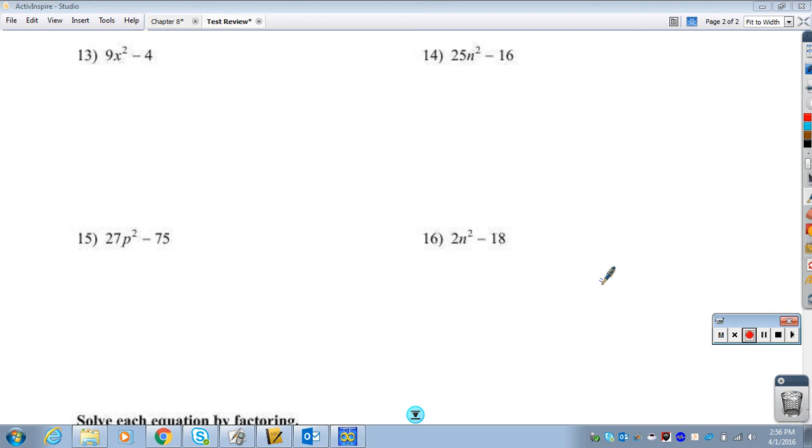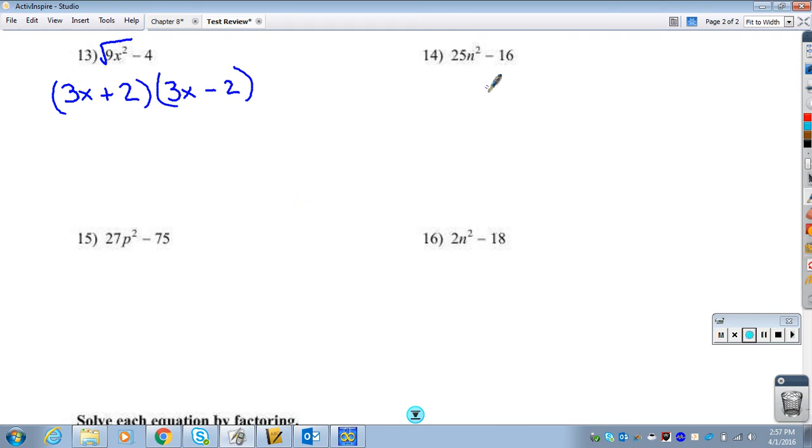Alright, then we're on to number 13. So first thing you should notice is there are only 2 terms here. When there are only 2 terms and subtraction, it's a pretty good hint that it is a difference of squares. The only thing we have to check is that both are perfect squares. 9x squared is a perfect square. 4 is a perfect square as well. So I'm going to take the square root of each term. The square root of 9x squared is going to be 3x. The square root of 4 is 2. And then when I put these in parentheses, 1 is plus, 1 is minus.